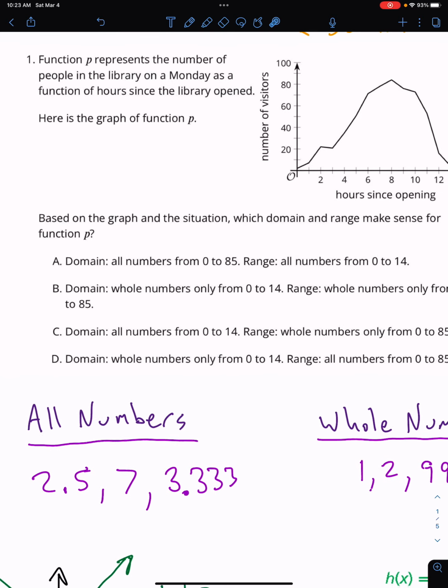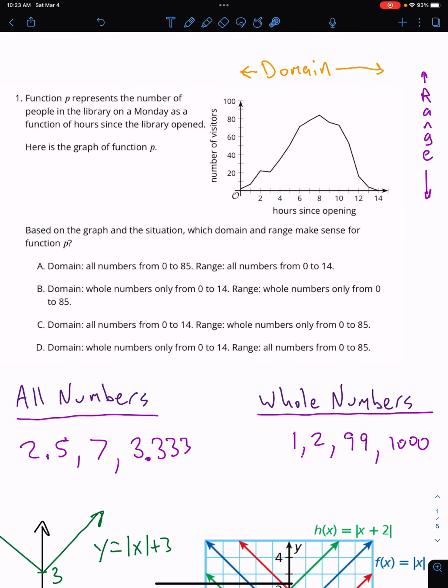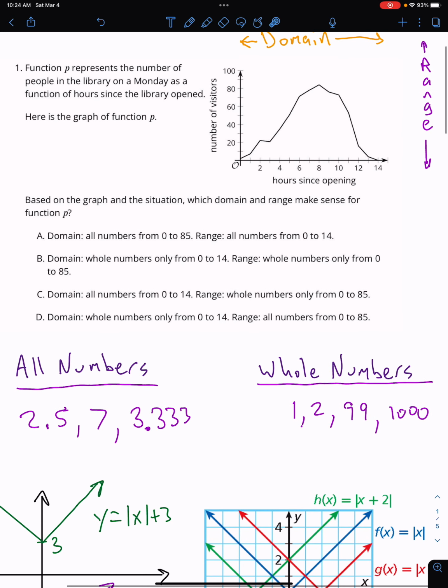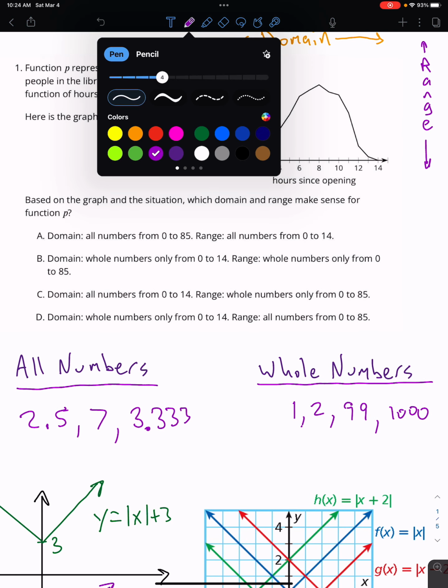So you have to look carefully through here. Domain, all numbers from 0 to 85. The domain is all numbers, but it goes left and right. We're talking 0 to 14, so it's definitely not A. B, domain, whole numbers only from 0 to 14. That's not true because, like I said, we have half an hour and a quarter of an hour. So this domain that goes from left to right is going to be all numbers. And so I'm thinking C is the right answer.